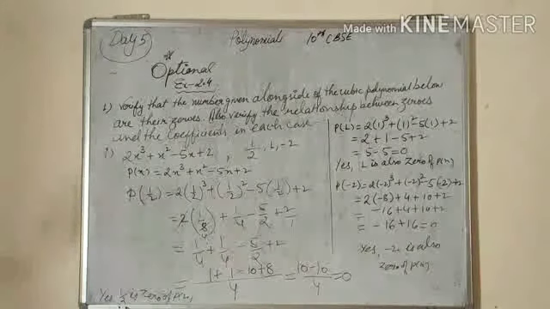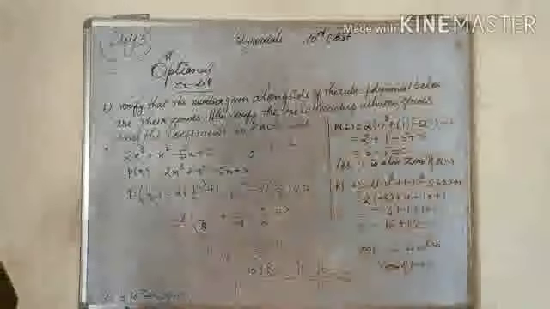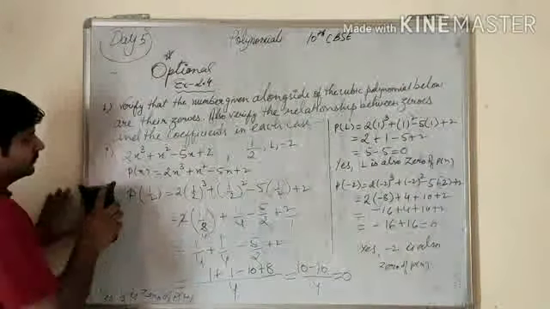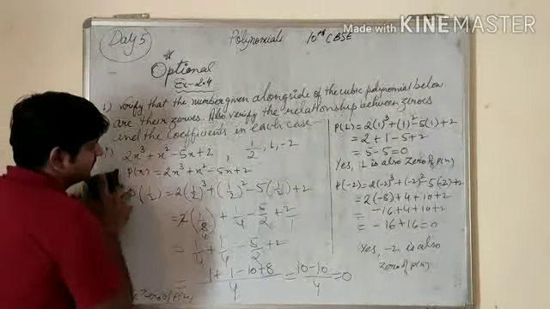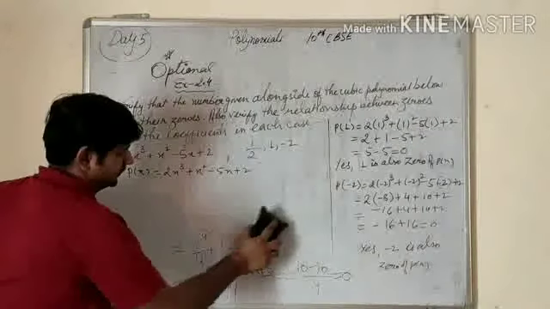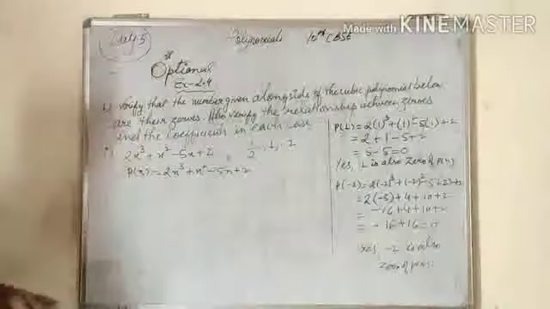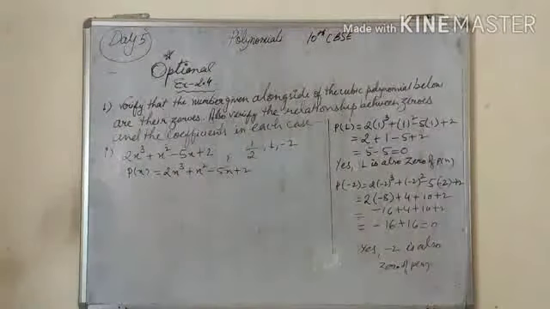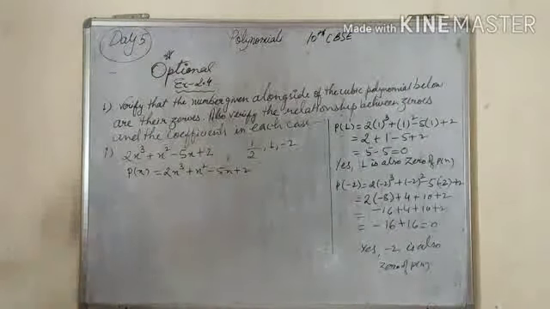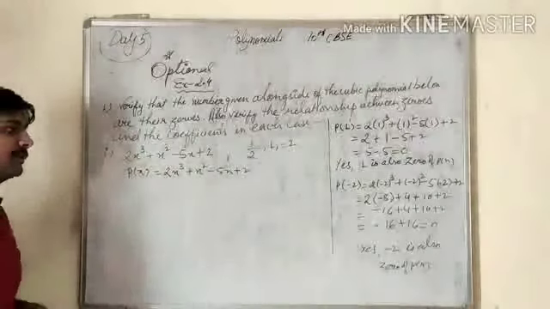Now I am erasing. This much I am erasing. I need some space. Now verify the relation. As you know that this is a cubic polynomial.